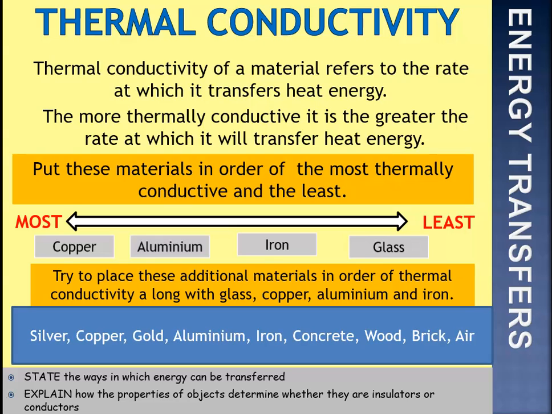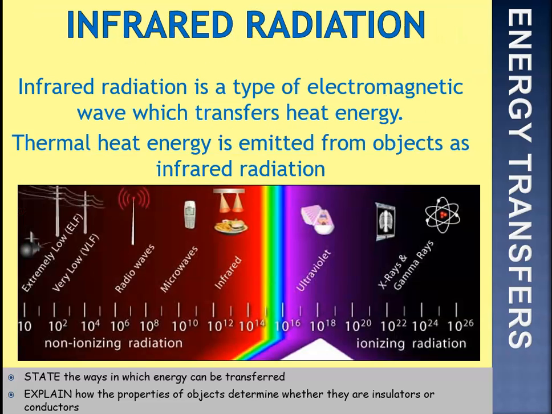So in that list, silver is the best conductor. It has the highest thermal conductivity. Whereas air is the worst conductor. It's in fact an insulator. It has the lowest thermal conductivity.